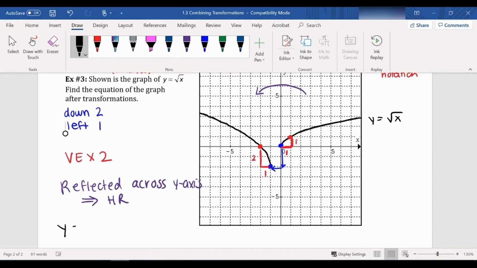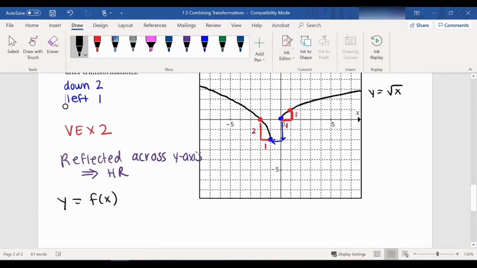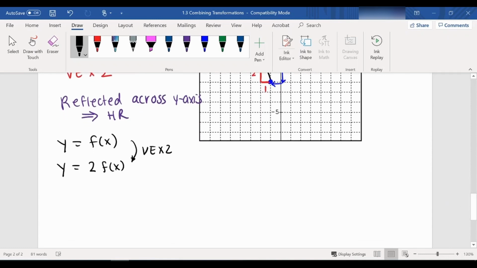So if I have some y equals f of x, if I have these different things happening, again, remember we're going to do expansions, compressions, reflections first. So a vertical expansion would be 2f of x. Right. If I reflect across the y-axis, that would be a horizontal reflection. That means my negative is going inside with the x because it's horizontal.